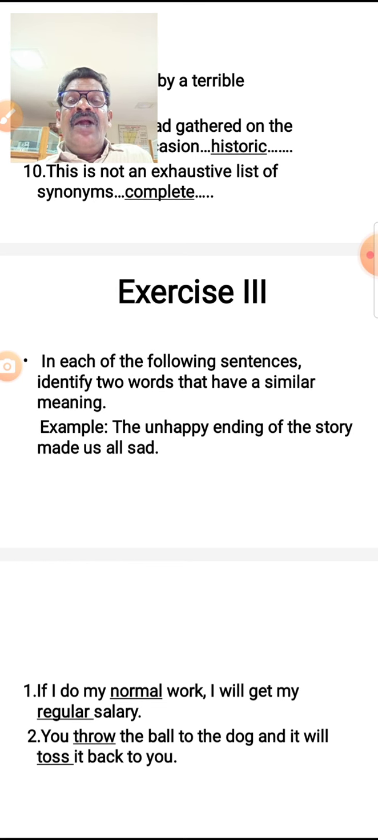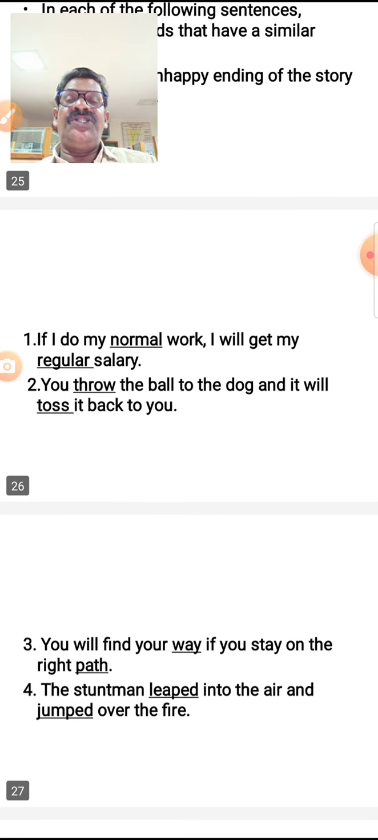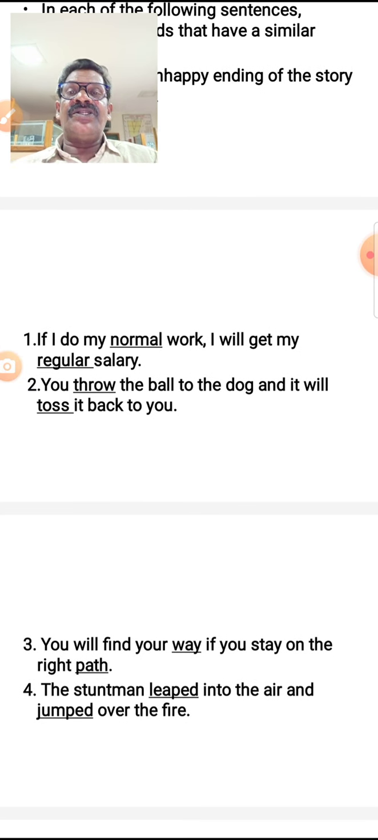For example, the unhappy ending of the story made us all sad. Actually, I should have underlined those two words which have similar meaning, but here it is an example. That is why it is not being underlined. Unhappy and sad. So both have similar meaning. All right. Now let us come to the first sentence of this third exercise.